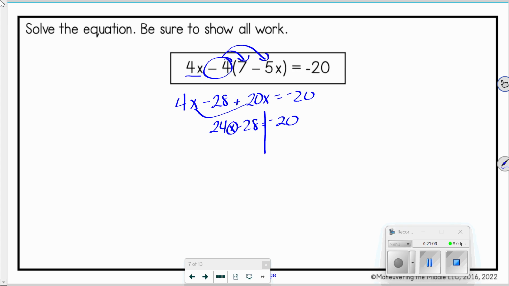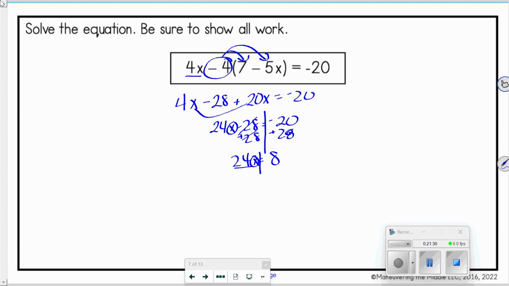Here's our x. We can start our solution process. The opposite of subtracting 28 is adding 28. So I still now have my 24x. Opposite integers. This means that they're subtracting. So 28 minus 20 is going to give me 8. The big guy is positive, so my answer is positive.